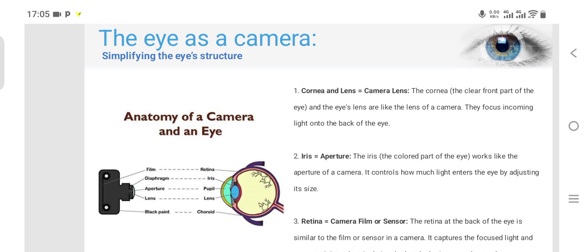The iris, the aperture. The iris is the colored part of the eye. You can see this diagram. You can use it to relate to what I'm saying. What it does is that it controls how much light enters the eye by adjusting its size. Then the retina, the camera film or sensor. The retina at the back of the eye is similar to the film or sensor in your camera. What it does is that it captures the focused light. That's what it does.